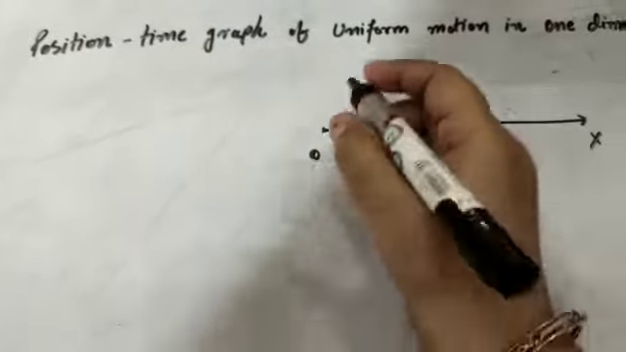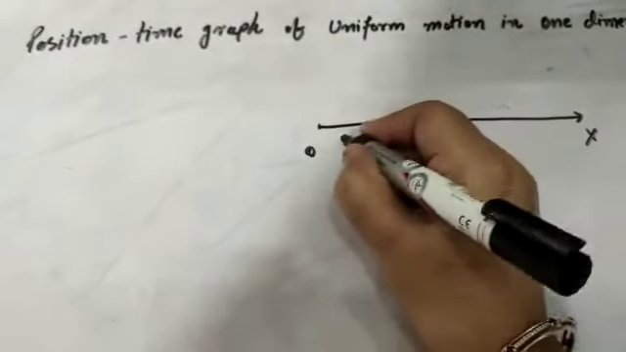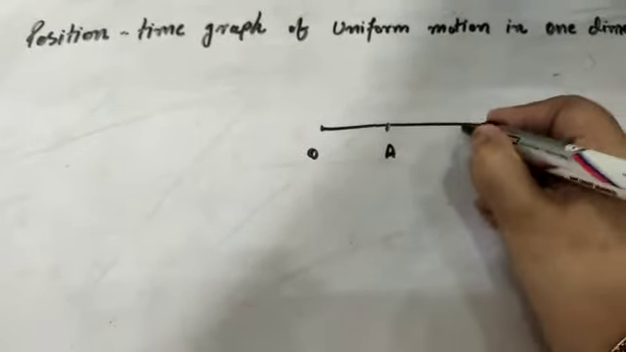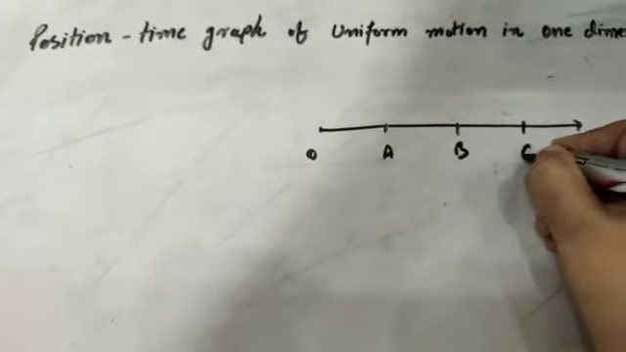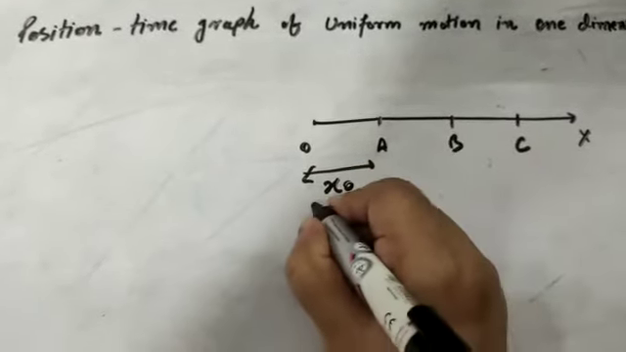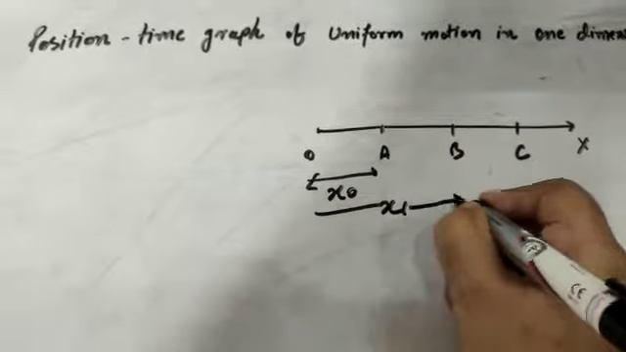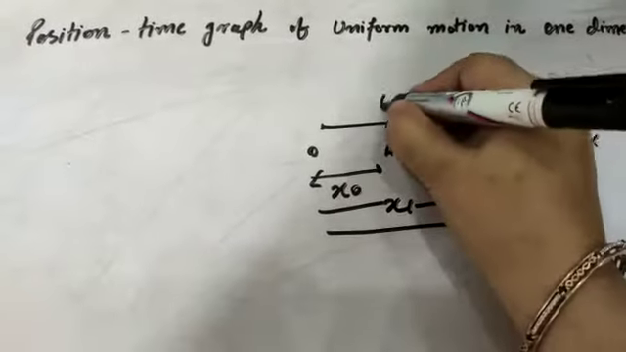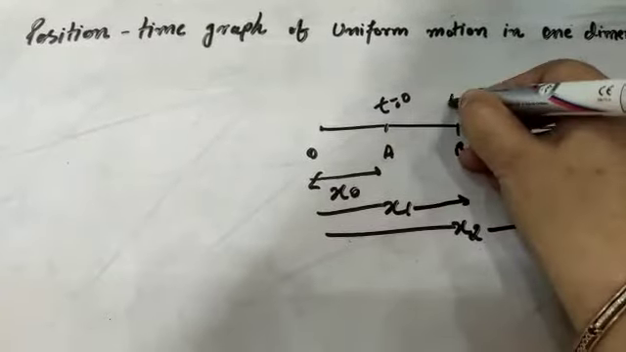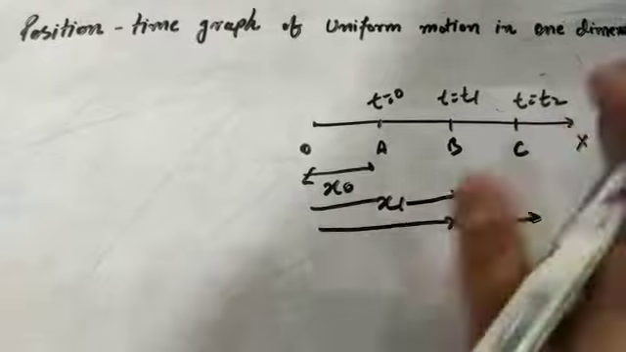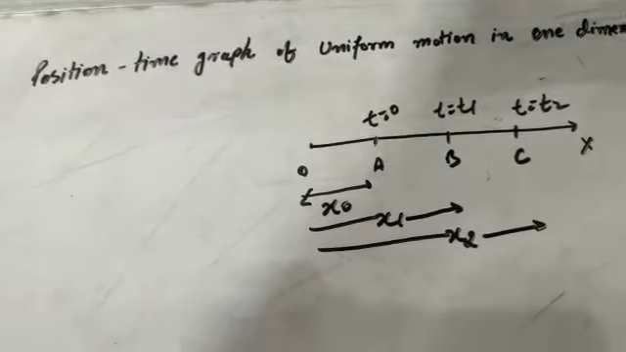Again, I am drawing that diagram here. O, A, B and C are the different positions. This is x0 as we have discussed earlier. This is x1 and this is x2. And this is time t equal to 0, this is t equal to t1 and this is t equal to t2, as I have already discussed in the previous video.